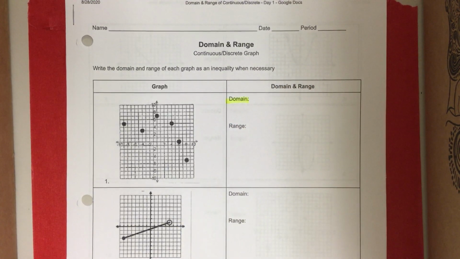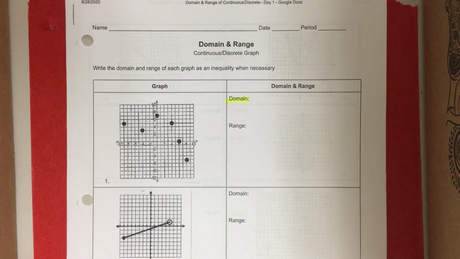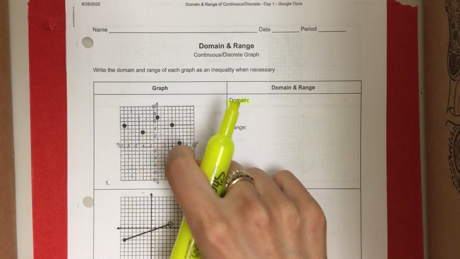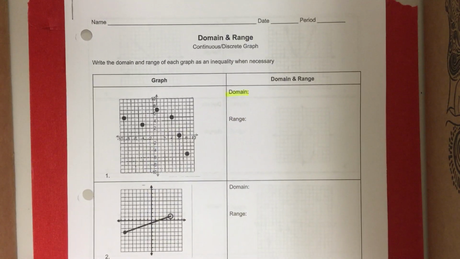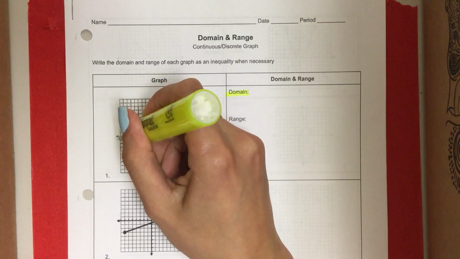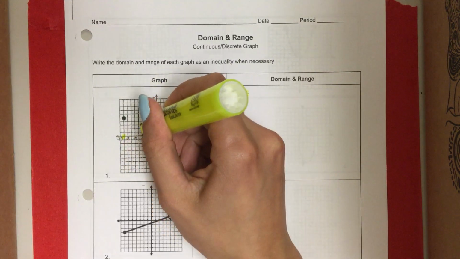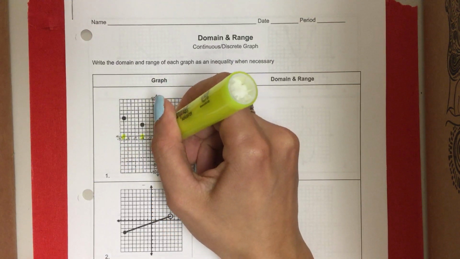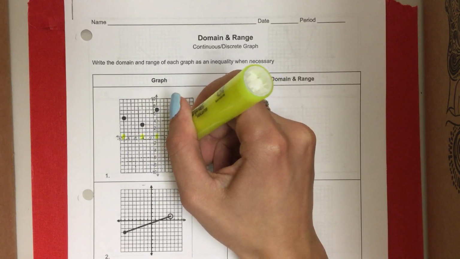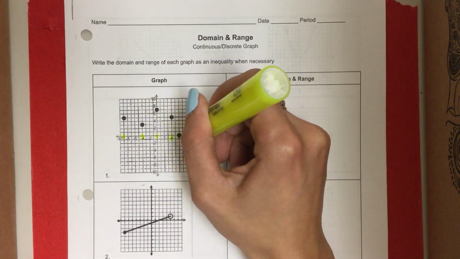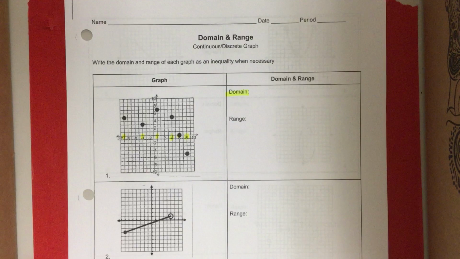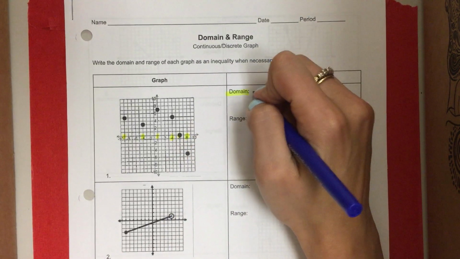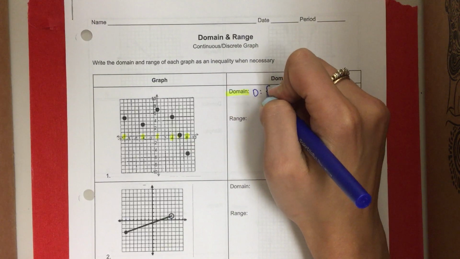Let's start with the domain first. All right. So the domain, again, your x values that you're using. Look at the points right here. Identify what x values you're using, and then play the video. All right, so these points right here, we're using this x value, this one, this one, this one, this one, this one. Okay, so let's identify those values. We're going to be listing them.